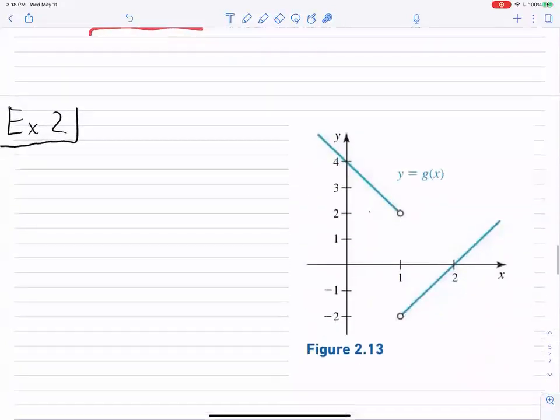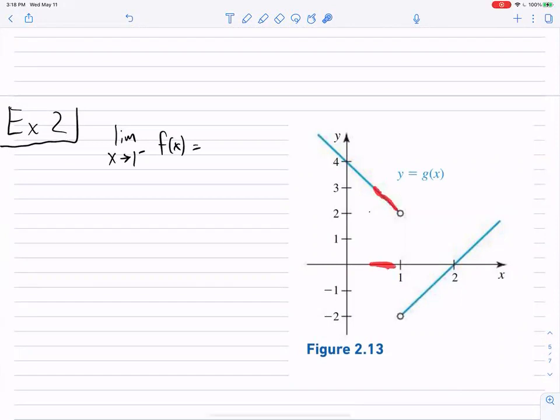And so here's an example. Let's do some one-sided limits. So the limit as x approaches 1 from the left of f of x. So what will that be? If I approach from the left, so I'm approaching from over here, then what happens to our y value? It gets really close to 2. And so this would be 2.